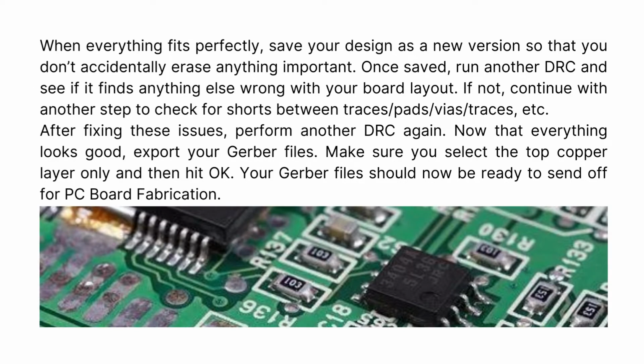When everything fits perfectly, save your design as a new version so that you don't accidentally erase anything important. Once saved, run another DRC and see if it finds anything else wrong with your board layout. If not, continue with another step to check for shorts between traces, pads, vias, etc. After fixing these issues, perform another DRC again. Now that everything looks good, export your Gerber files. Make sure you select the top copper layer only and then hit OK. Your Gerber files should now be ready to send off for PC board fabrication.